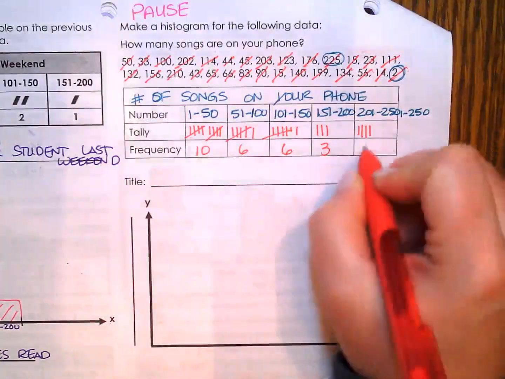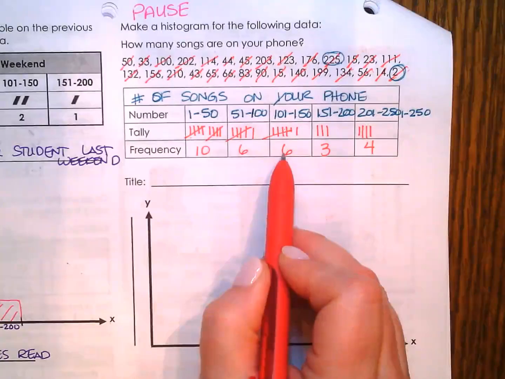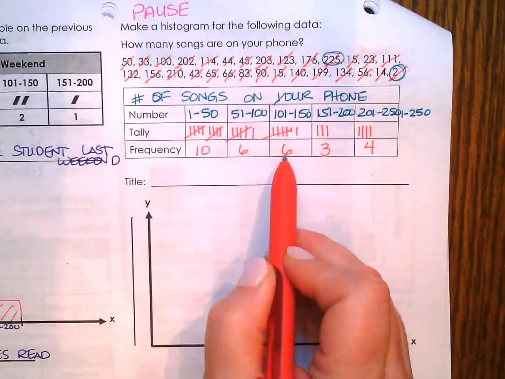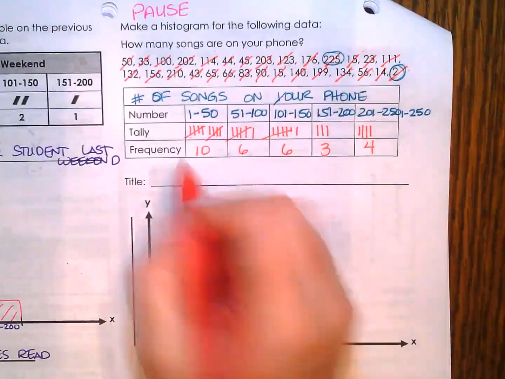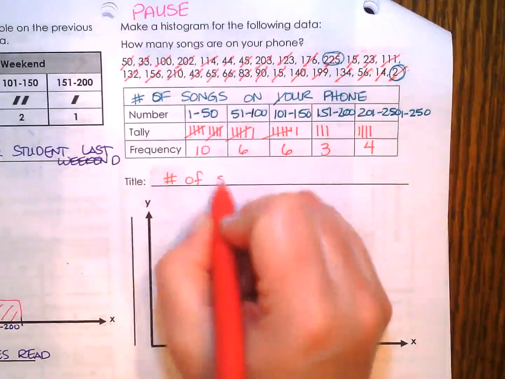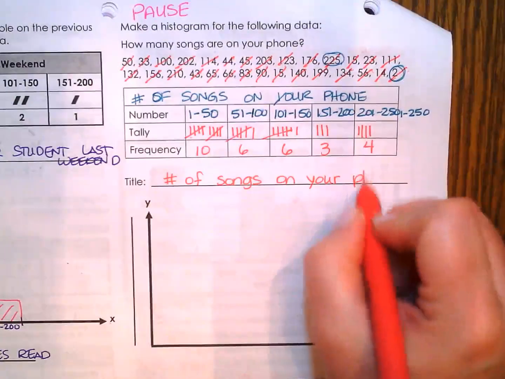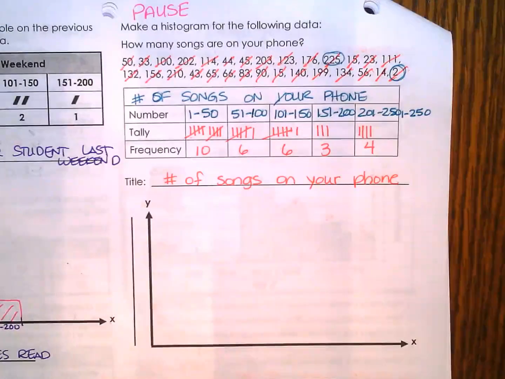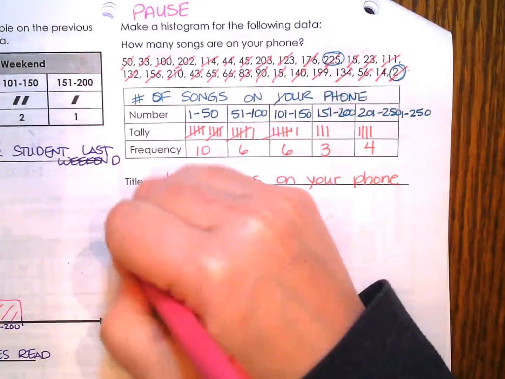So I'm just putting my numbers down and let's count them up. 10 plus 6 is 16, plus 6 is 22, 25, and 29. So we did fine. The title here is the number of songs on your phone. Notice that it matches the same title that we had in our frequency table. And now we're going to label. So this is going to be the number of songs, and this is the number of people.